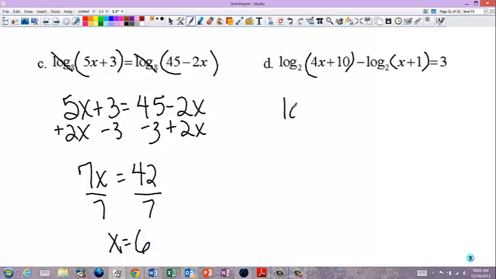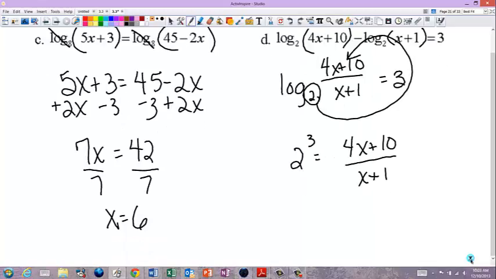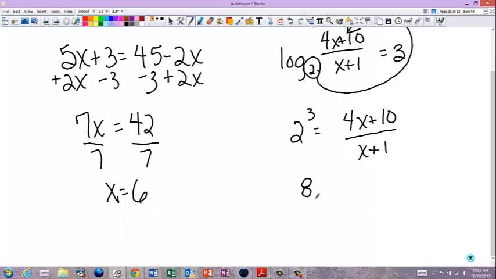This one, I cannot kill my logs because I don't have a log on the other side, but can I condense it? If I put it together, 4x plus 10 over x plus 1 equals 3. I still can't kill my logs because I don't have a log on the right side, but I can, whoosh, love that. 2 to the 3rd equals 4x plus 10 over x plus 1. 2 to the 3rd is just 8.